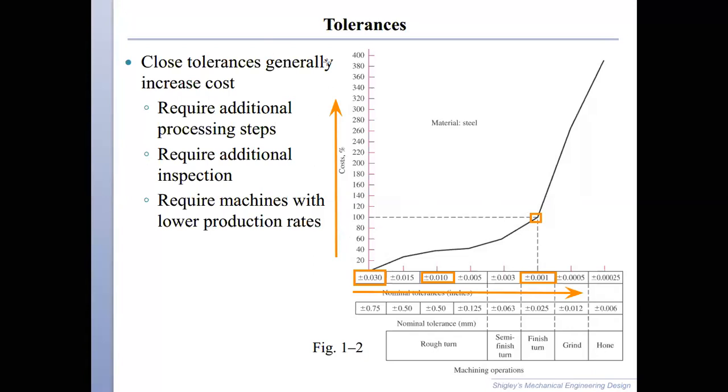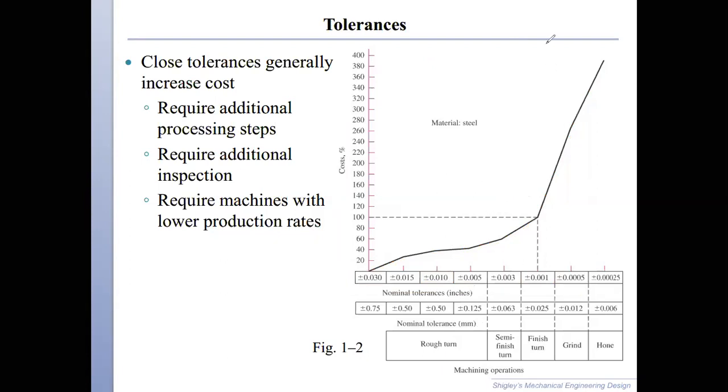Dekhiye, with tolerances that are on the loose side, this is the curve that I have. But if I make the tolerances very tight, then my curve goes up like this, up to 400% here. And again, as I said, you have to have many inspection points, many parts will be rejected, and your machines will have to be very precise and accurate. Similarly, your production will also be low, theek hai ji, because of the tighter tolerance. So this is one way that we can keep our cost low.